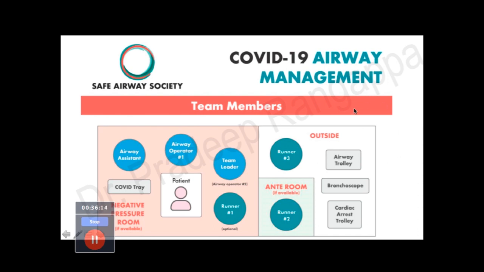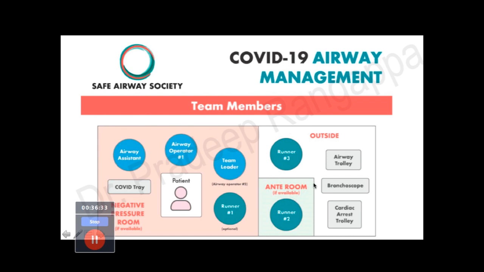So they have called it COVID-19 airway management by the Safe Airway Society, and this is the setup that they have suggested. So you have a patient, you have a COVID tray, and you have 4 people present. So there is a team leader, there is a runner, there is an airway operator and airway assistant, and outside, which is the ante room, they have a runner.